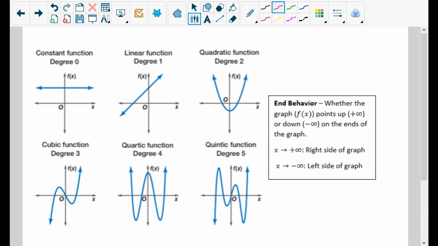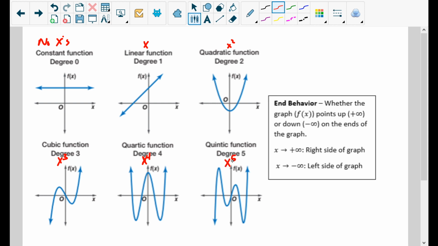Now let's take a look at our graphs. With our graphs, we have this chart here that kind of helps us out. Any degree of 0, so no x's, horizontal flat line. Degree 1 is just an x in our equation. Degree 2 is an x squared. Degree 3, x to the third. Degree 4, x to the 4th.